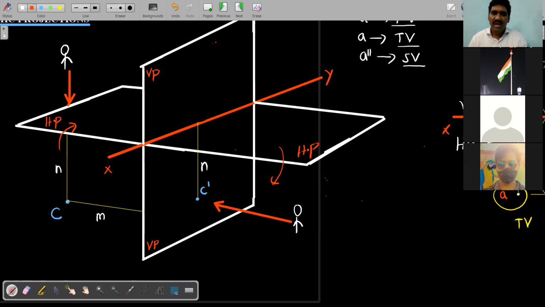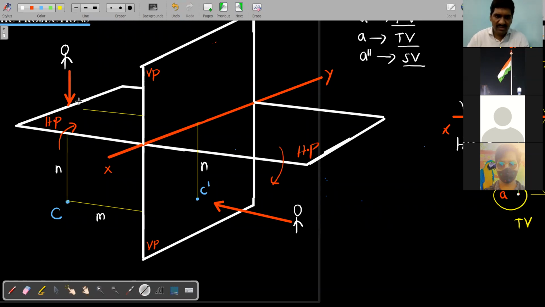Check it. Okay. Now tell me, if this is transparent, in the top view, this m is visible or not? Yes. Yes, sir. Definitely. You have to bring this m onto where? Tell me, onto where? Onto the horizontal plane. This is the horizontal plane. Okay.